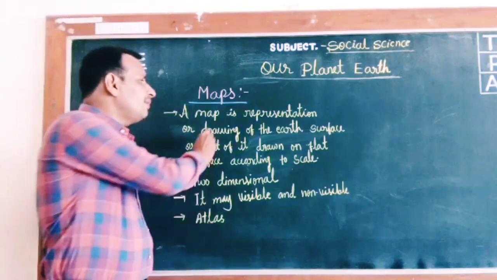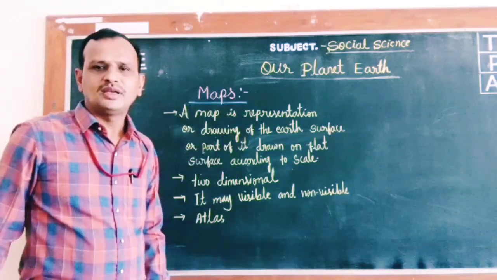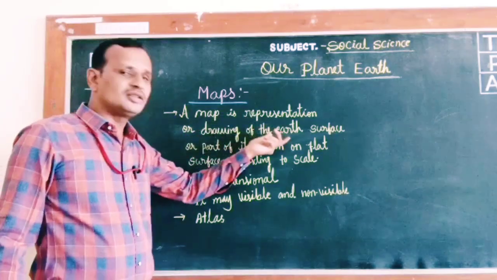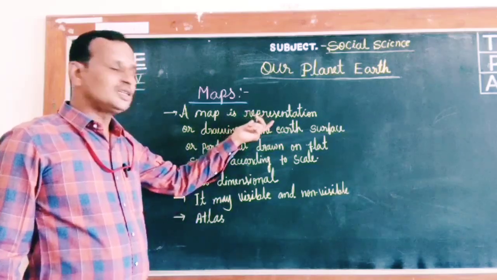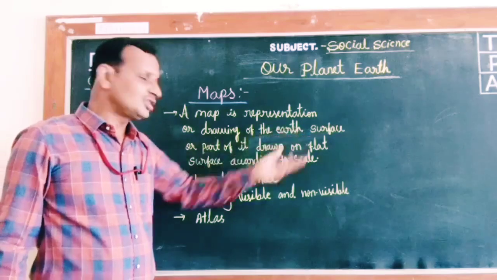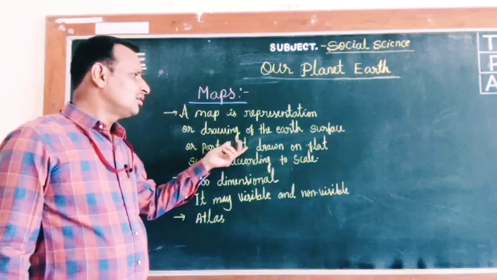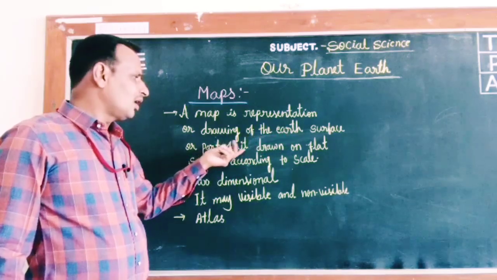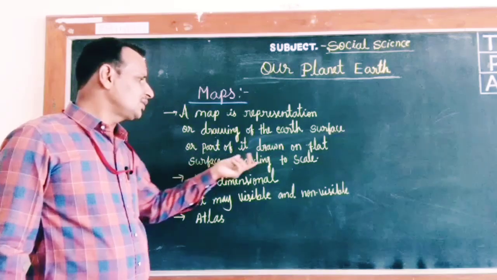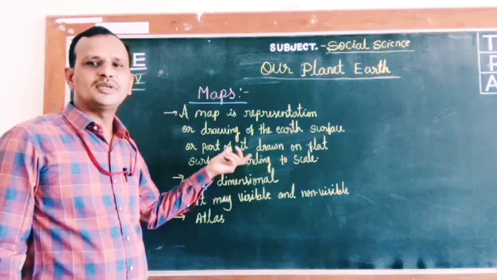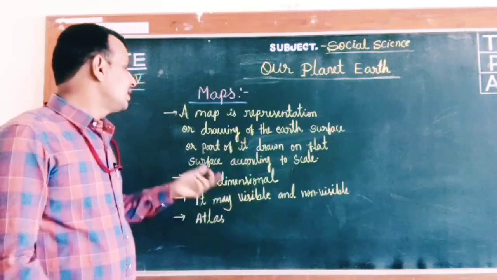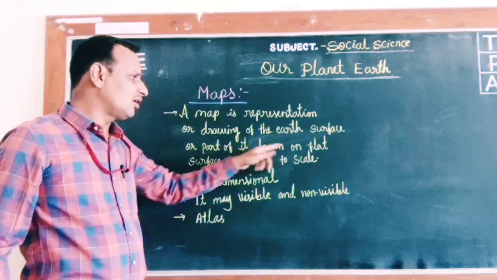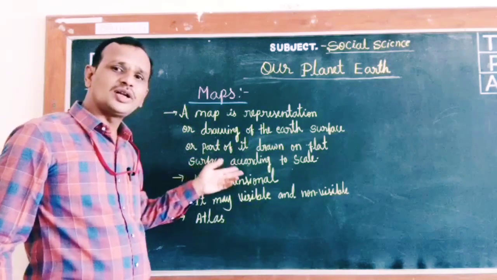A map is a representation or drawing of the Earth's surface, or part of it, drawn on a flat surface according to scale. Not always the whole Earth's surface, sometimes part of it. So this is the definition of the map. I repeat once again, children.